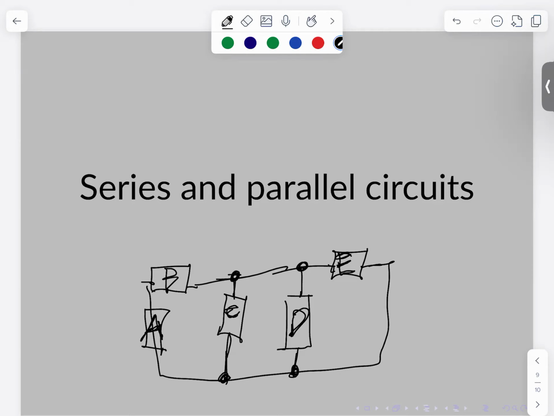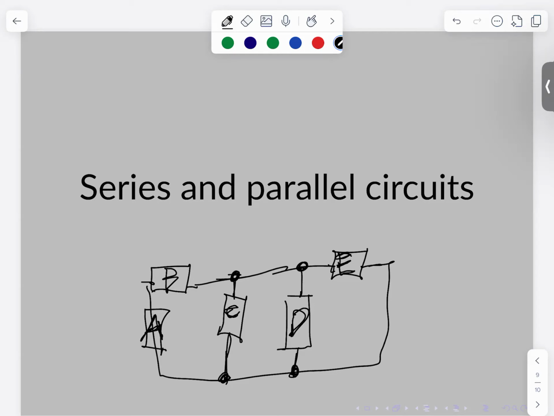Okay, time's up. The correct answer is A and B only. Look at E's left side. E's left side is not connected to anything in series. Everything it's connected to has multiple junctions. E's right side is not connected to anything in series because everything touching it, A, C, and D, has junctions. It's connected to three components, not one.